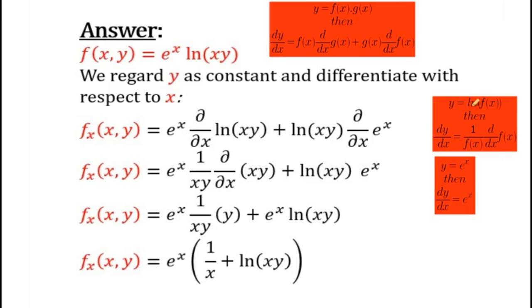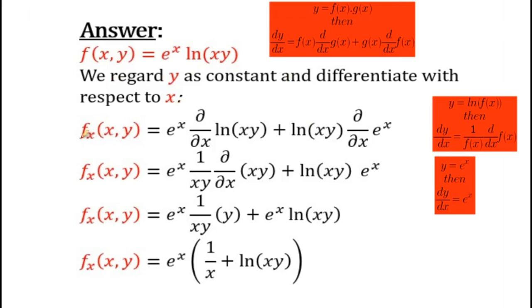Also, if y equals natural log of f of x, that is natural log of some function, then dy by dx is equal to 1 over the function times d over dx of the function. And the third formula that we use in this question is: y is equal to e raised to power x, then the derivative with respect to x is equal to e raised to power x. The derivative remains the same. So we regard y as constant and differentiate with respect to x.